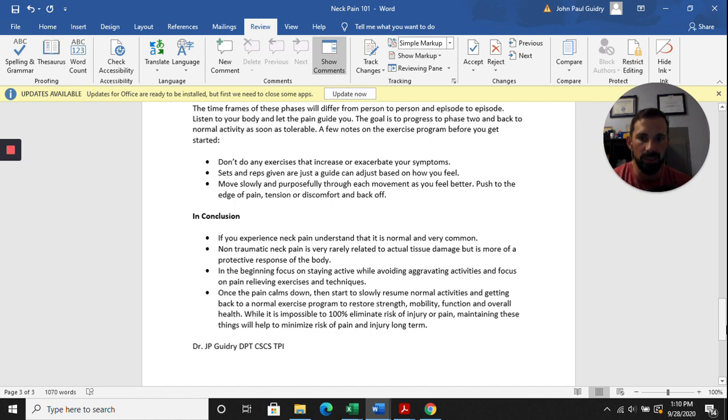In the beginning of an acute flare-up or acute episode, focus on staying active while avoiding aggravating activities, and focus on pain-relieving exercises and techniques. Once that pain calms down, then you slowly start to resume normal activities and return back to a normal exercise program to restore strength, mobility, function, and overall health. And while it is impossible to 100% eliminate risk of injury or pain, maintaining health, strength, and mobility moving forward will help minimize the risk of pain and injury long term.